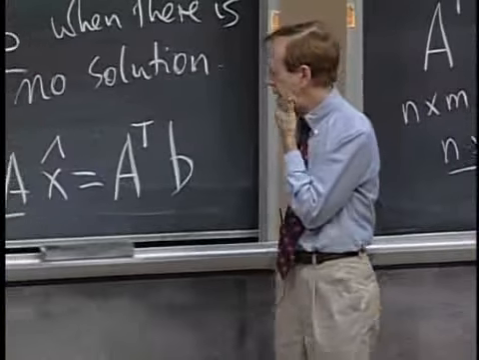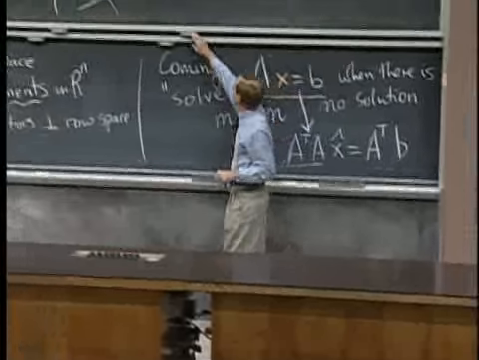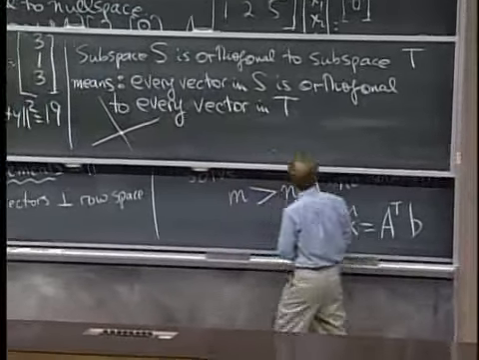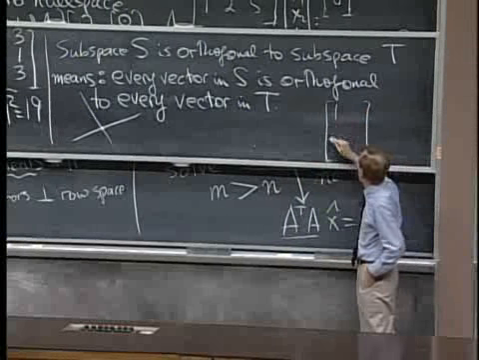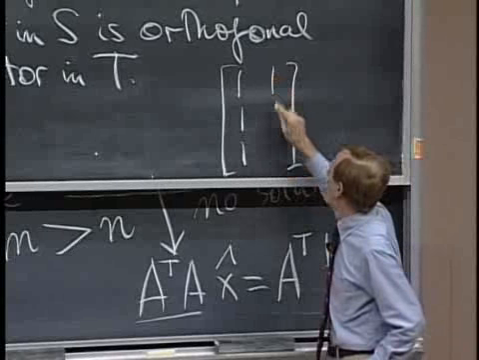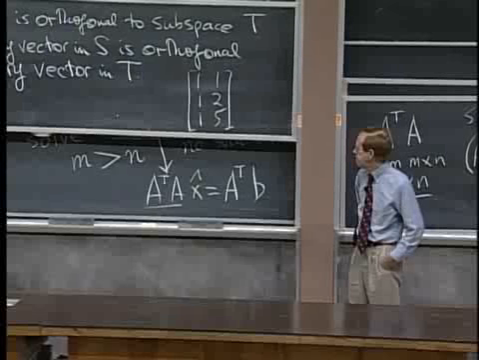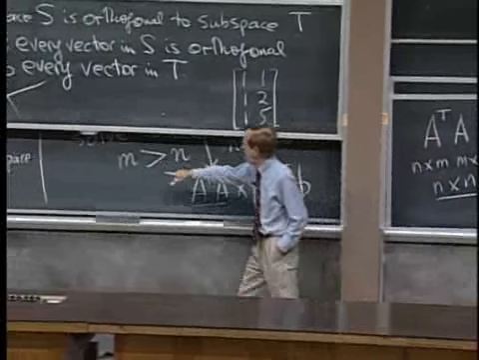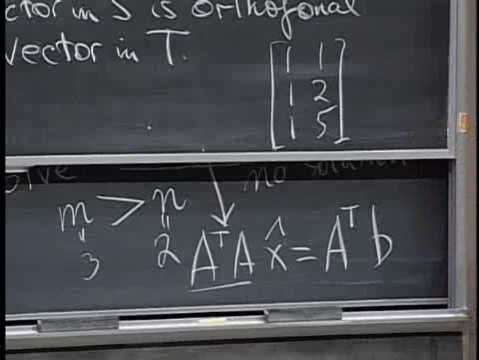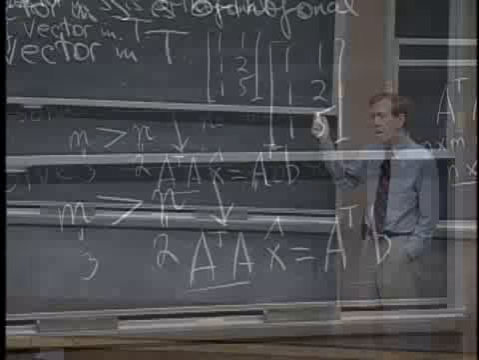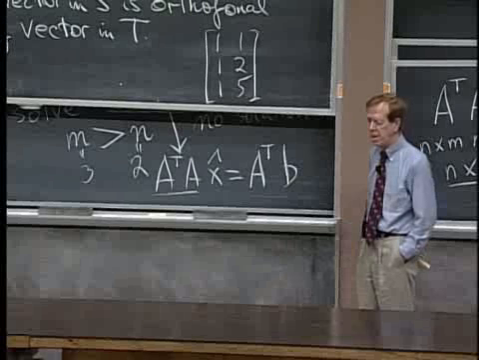Let me take a case. Let me just do an example. I'll pick a matrix here, just so we see what A transpose A looks like. So let me take a matrix A, 1, 1, 1, 1, 2, 5, just to invent a matrix. Notice that it has m equal 3 rows and n equal 2 columns. The rank of that matrix is 2, right? Yep, the columns are independent.